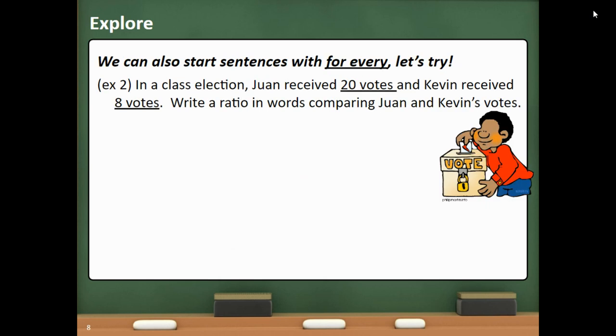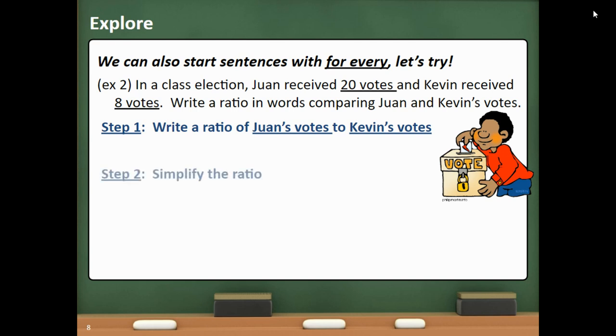Let's try. Example number 2, in a class election, Juan received 20 votes and Kevin received 8 votes. Write a ratio in words comparing Juan and Kevin's votes. Step 1, write the ratio of Juan's votes to Kevin's votes. Step 2, simplify the ratio. And step 3, write this ratio in words.